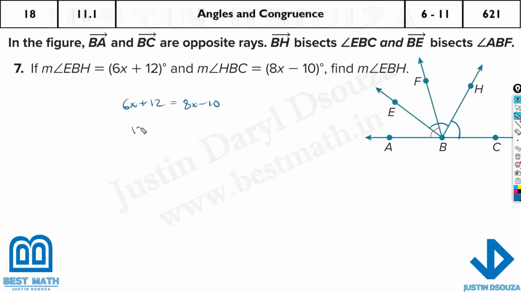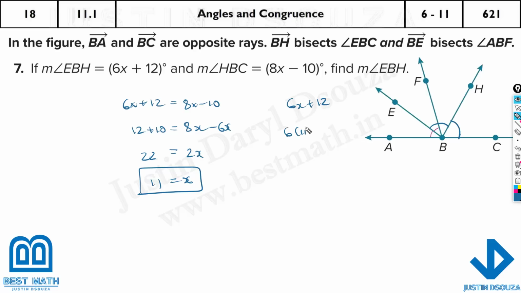You have to simply solve this. 12 plus 10 will be equal to 8x minus 6x. That is 22 equals 2x. The answer of x is 11. But that's not over. That's only the first part. We need to find EBH. EBH is given as 6x plus 12, 6 times 11 plus 12, that is 66 plus 12, that is 78. That is the final answer. That is in degrees. The measure of angle EBH is equal to 78 degrees.